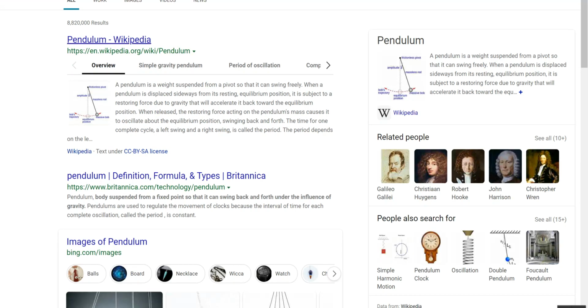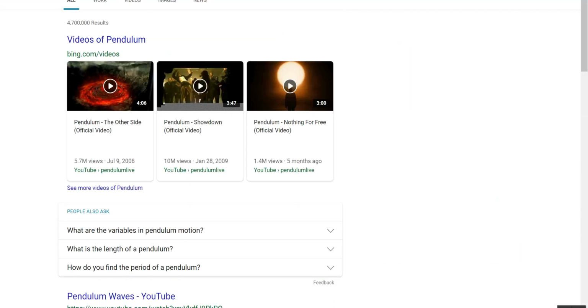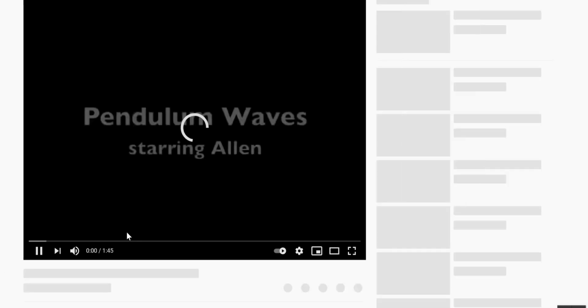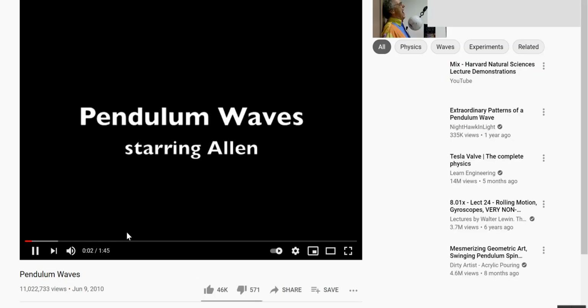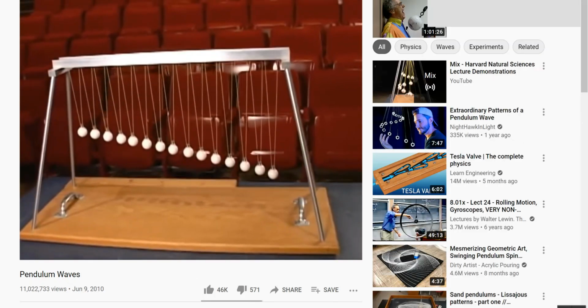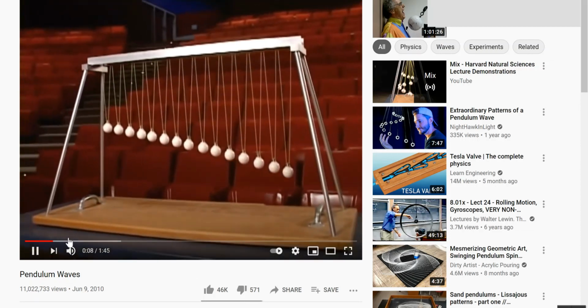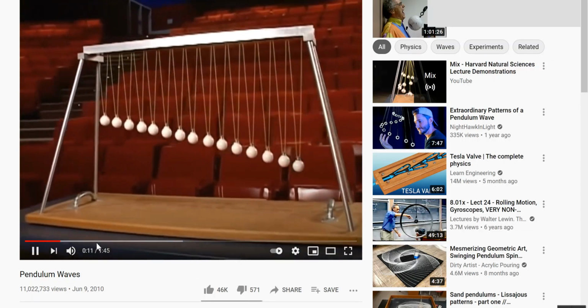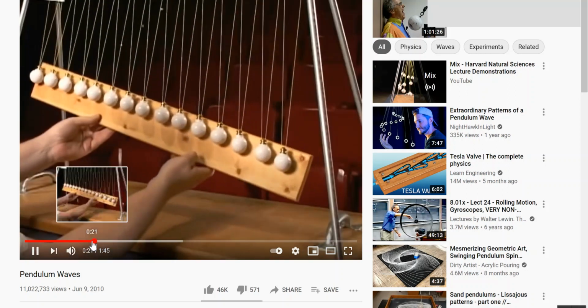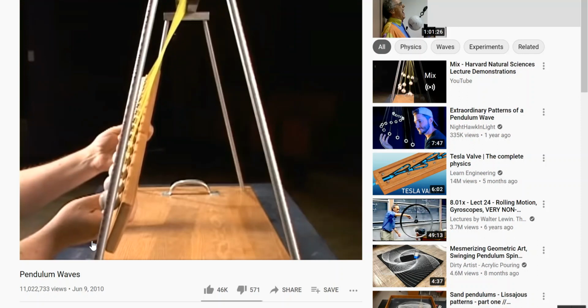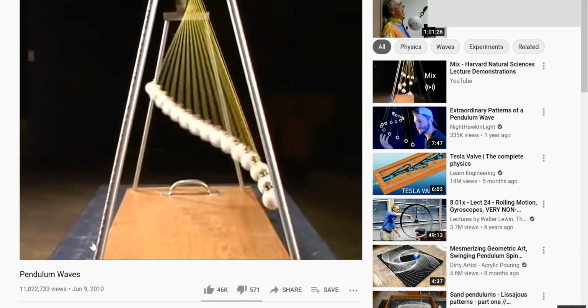So let's actually do a pendulum video so you can see. These are all pendulums, individual ones, and what they do is you push them and they just swing backwards and forwards.